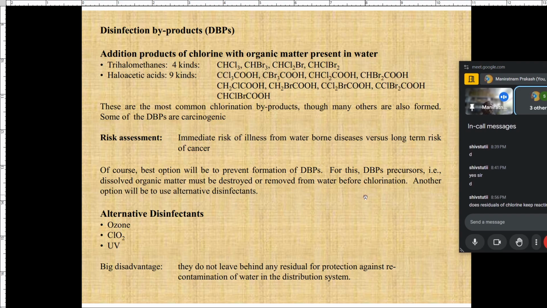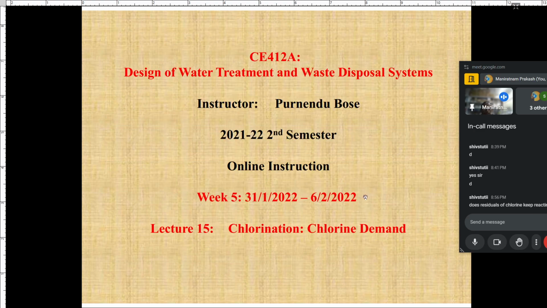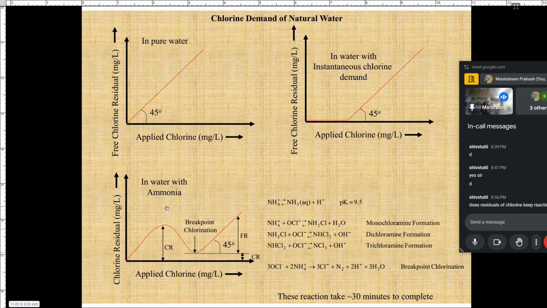Yes, these residuals keep reacting. See, this kind of graph is drawn initially. Whatever free residual is there, free residual, will be in the form of these chloroamines. These chloroamines will keep reacting with time if some bacteria appear after treatment. That's why chlorine is suggested to be the best method for treatment, because it is also protecting from future contamination.